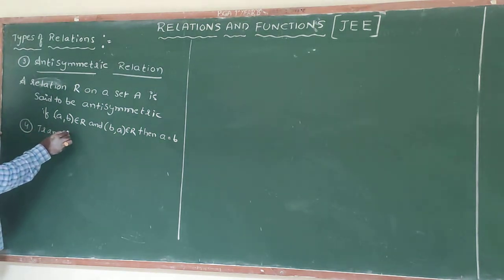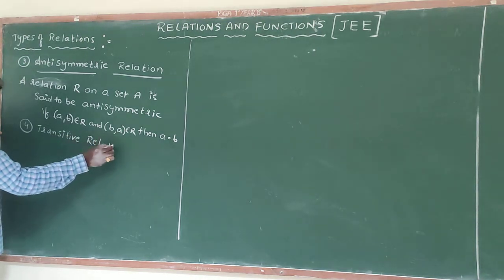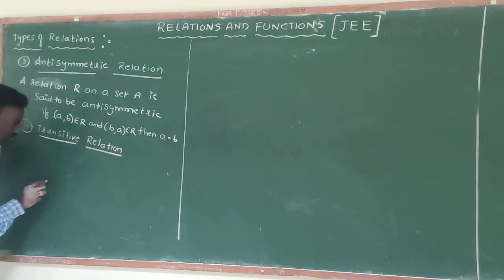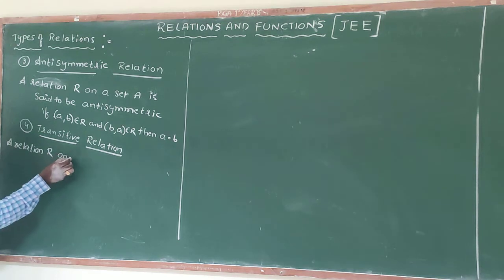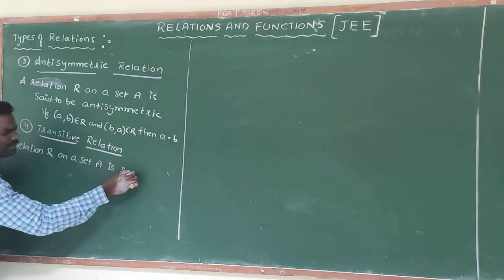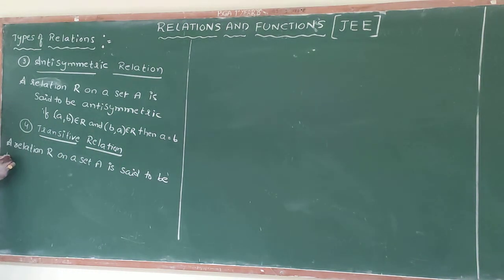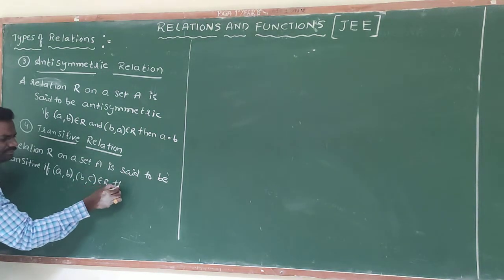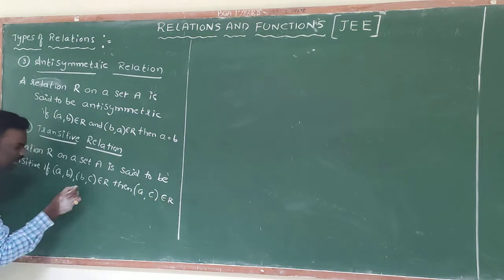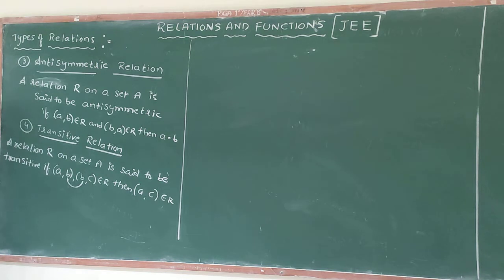Now coming to the fourth one, that is transitive relation. What is meant by transitive relation? A relation capital R on a set capital A is said to be transitive if A comma B, B comma C belongs to R, then A comma C also belongs to R. These two values must be the same. If A comma B, B comma C, then A comma C also belongs to R, then that relation is called a transitive relation.